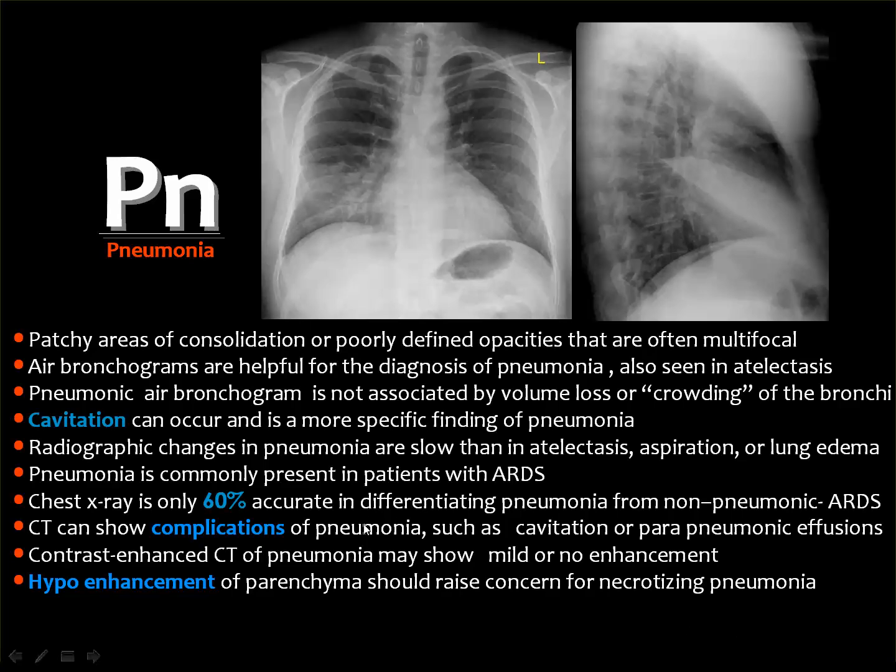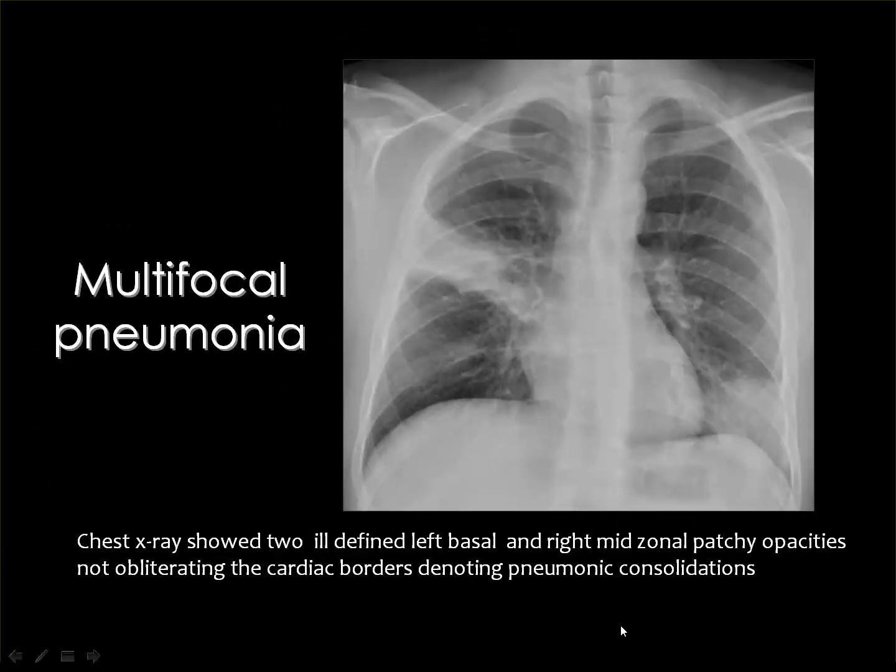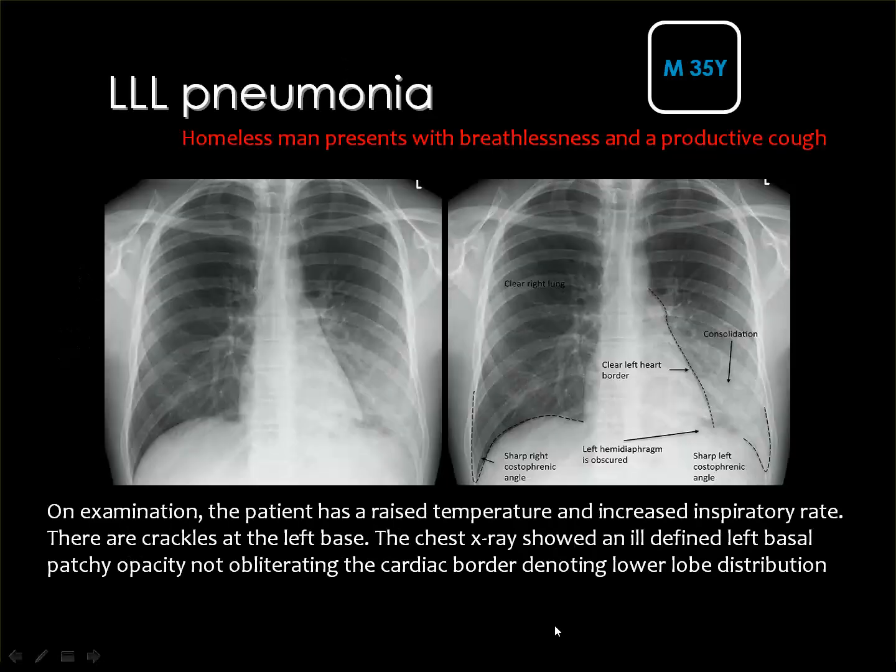Complications of pneumonia may include cavitation and parapneumonic effusion, and if you inject contrast material, pneumonia will show either mild or no enhancement, and hypoenhancement or no enhancement may indicate the development of necrotizing pneumonia. And these are two patches of pneumonia consolidation, one in the right upper lobe, and the other one in the left lower lobe. And here is a classic presentation of left lower lobe pneumonia.